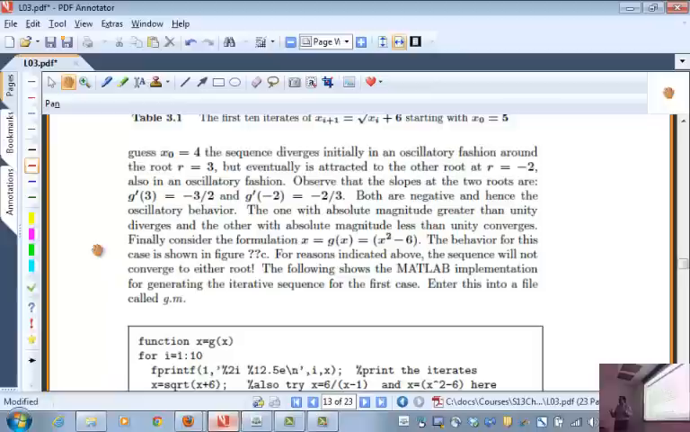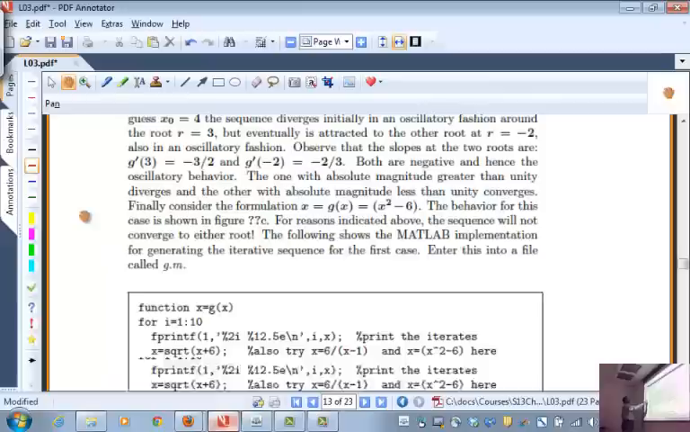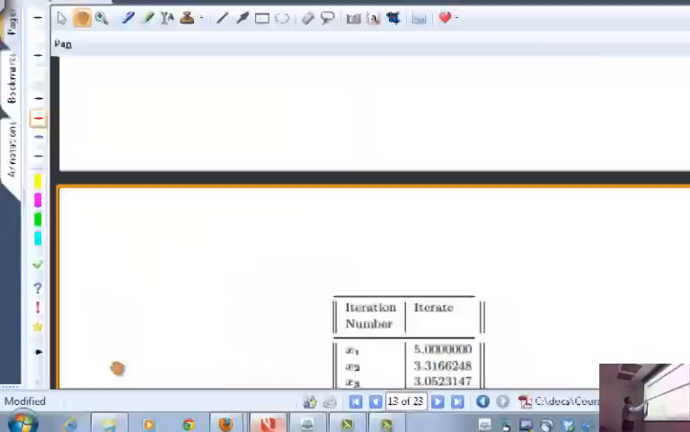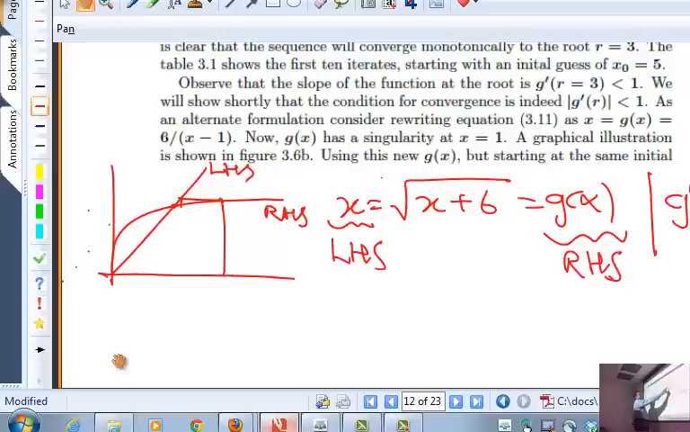In that particular problem, there are two roots. One is at 3, the other one is at minus 2. It turns out that g prime at 3 is minus 3 over 2, and g prime at minus 2 is minus 2 over 3. This is for the next option. Let me go back. Yeah, the other way of writing is x equals g of x, which is 6 divided by x minus 1.